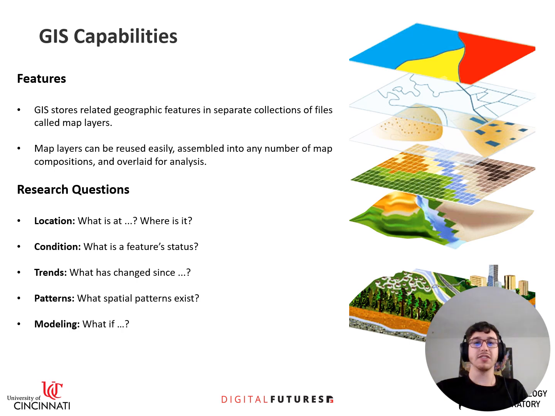As we have already discussed in the introductory video, GIS uses layers of features to represent reality, by conceptualizing real-world entities into abstract geometrical entities that are linked to corresponding attributes. Each attribute is an individual variable with information corresponding to the properties intrinsic to the features. These features are stored in separate collections of files called map layers. They offer the advantage of being reused easily, assembled into any number of map compositions and overlaid for analysis.